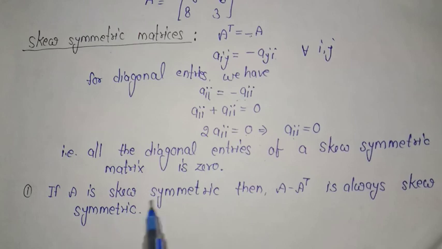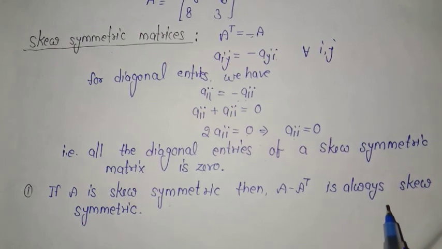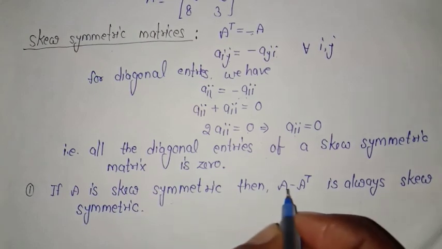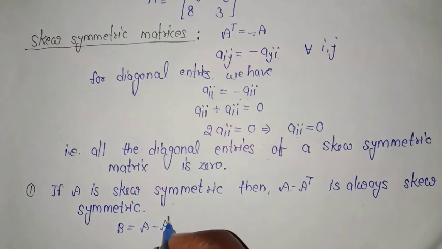If A is skew symmetric, then A minus A transpose is always skew symmetric. Let's consider B equal to A minus A transpose.